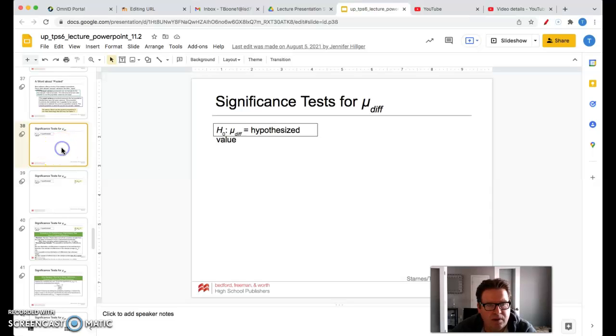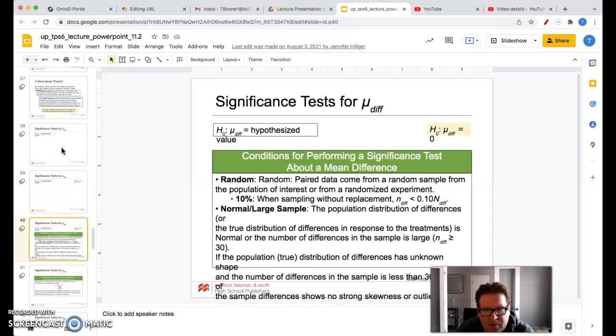Okay, welcome back. We're in the last part of 11.2, which will wrap up chapter 11. We're going to be talking about significance tests for the mean when we're talking about a difference of paired data. So notice the subscript there. A lot of times the null hypothesis is going to be that the difference is zero. So again, it's going to be from paired data from a random sample.